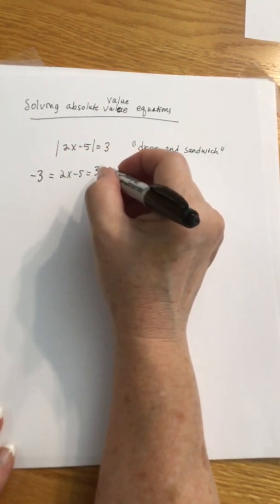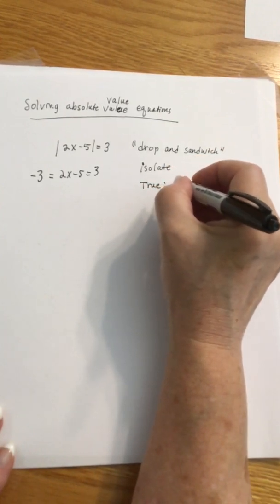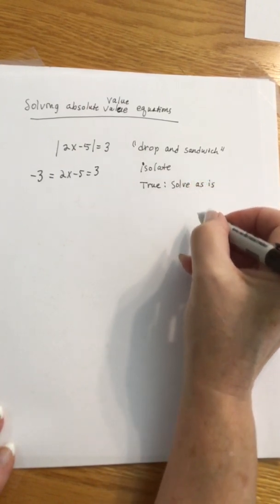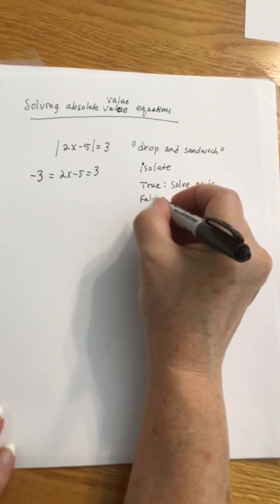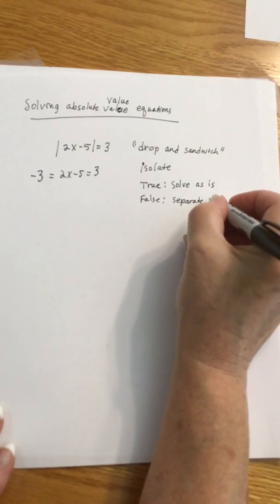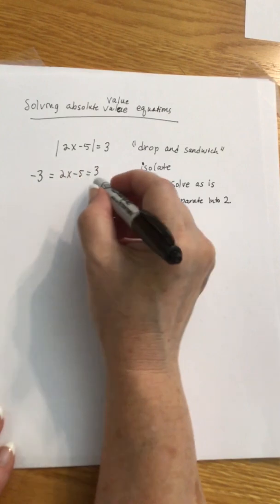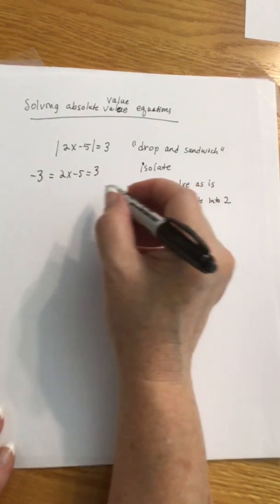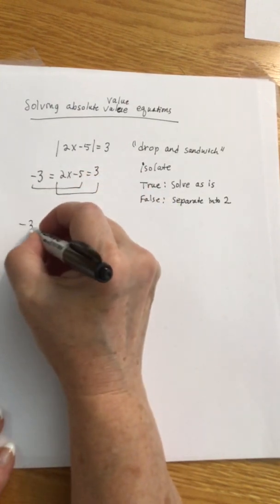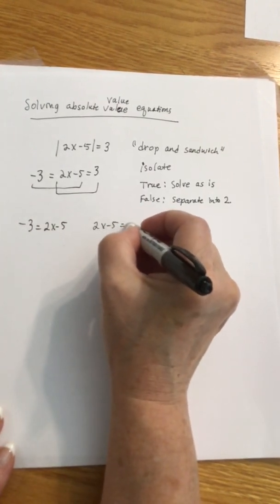Now we have to ask ourselves, is this a true or false statement? If it's true, then we solve as is. If it's false, we separate it into two equations. So is negative 3 equal to positive 3? No, so we know that's false. So we're going to separate it into two different equations. Negative 3 equals 2x minus 5, and 2x minus 5 equals 3.